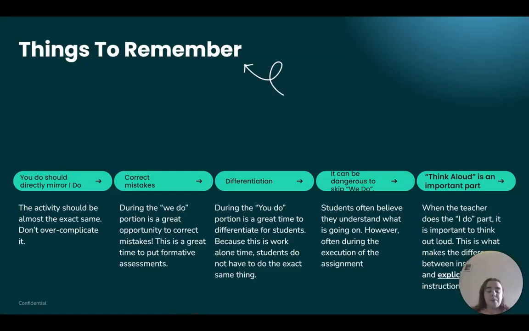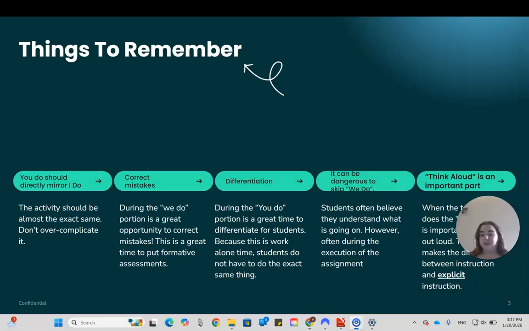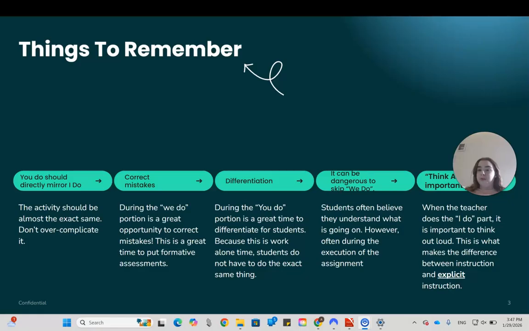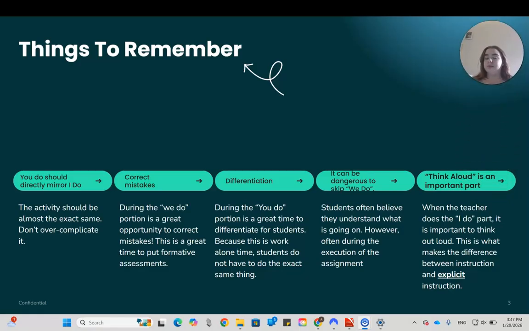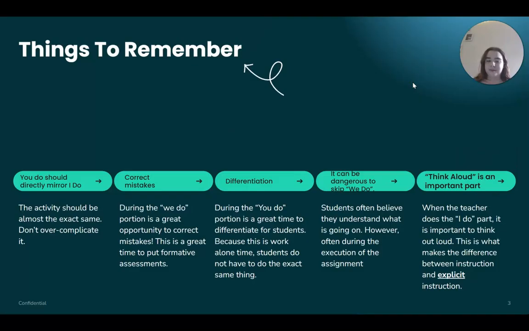Now here's some things to remember for this. We're just going to go through them left to right. Number 1, you should directly mirror I do. This is kind of what I was just saying. The activity should be almost the exact same. Don't overcomplicate it. It is okay if it feels like you're doing the same thing 3 times. That is part of it.